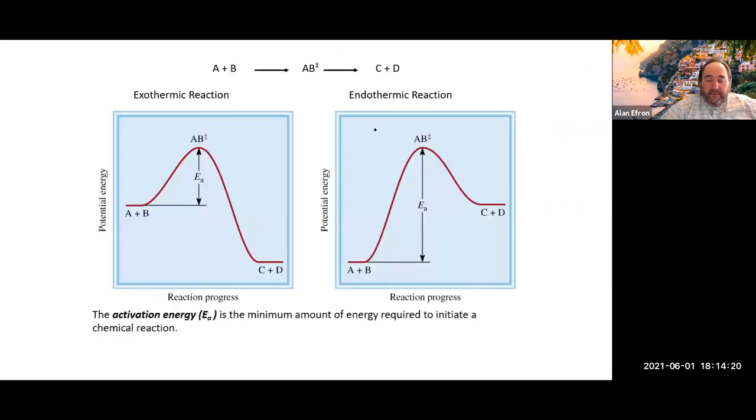So now we're going to talk a little bit about temperature and energy and the reaction rate and what happens with it. These are two energy diagrams, and this is an exothermic reaction over here. Remember, for exothermic, the delta H value is a negative value, which means that heat and energy is released.